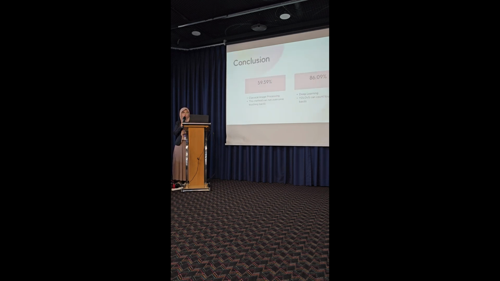So this is the conclusion. Classical image processing gives us a counting accuracy of 59.59%. This method cannot overcome touching or overlapping bacilli. While for deep learning, in this case YOLO version 5, the accuracy is 86.09%, and YOLO version 5 can count touching bacilli. This research can be further improved by increasing the learning dataset, especially with several TB patients, the +2 and also the +3.